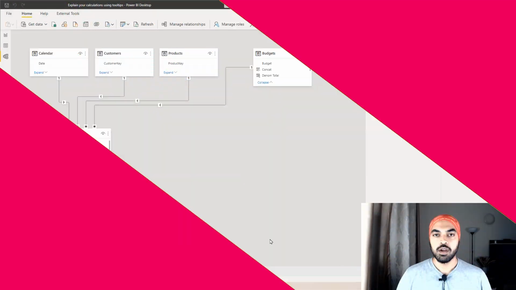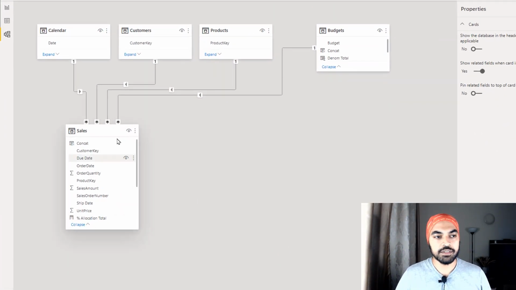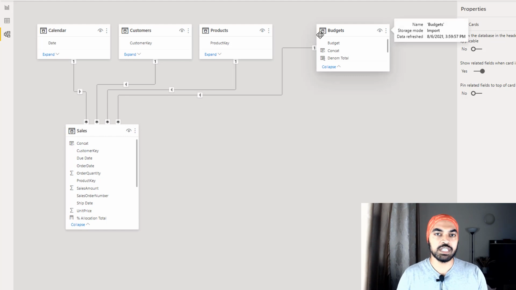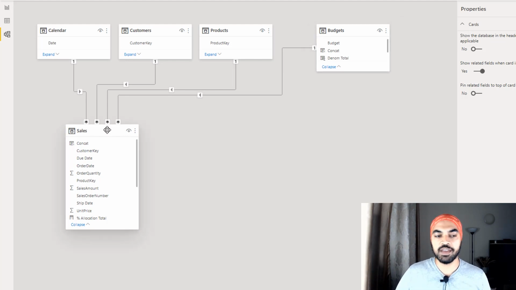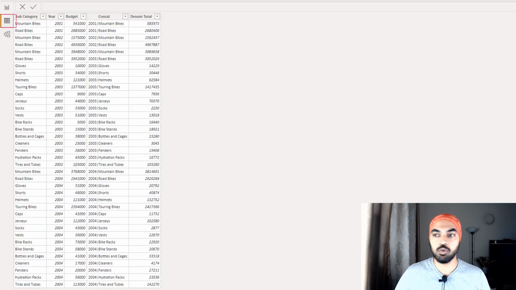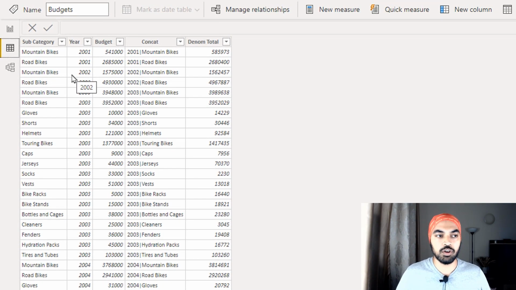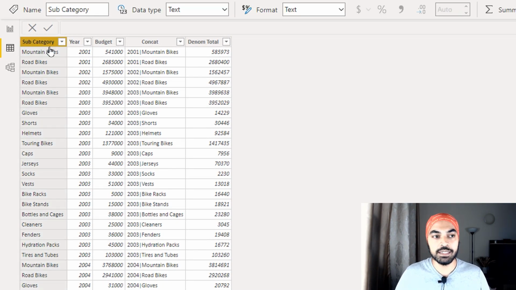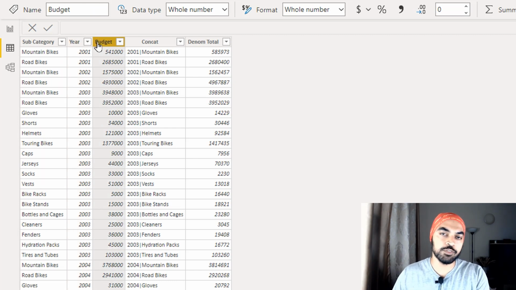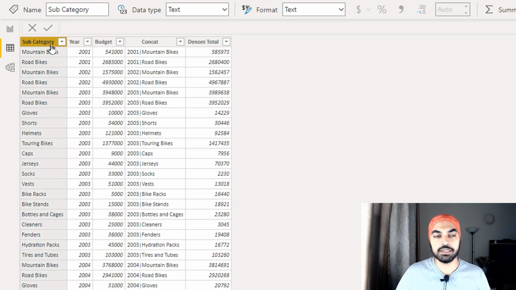Let's start. Alright, let's just start with the data model. Pretty standard: calendar, customers, products, and my budgets table are my lookup tables, and I have one fact table, which is my sales table. Let me just go show you the budgets table first. So if I go over here and click on the budgets table, that's where I can take a look at the budgets. Now, when I loaded the budgets table into Power BI, I just got the standard 3 columns that I initially had. We had the subcategory, we had the year, and how much budget or how much revenue you are supposed to achieve in that particular year. So that's the budgeted revenue, the year, and the subcategory.